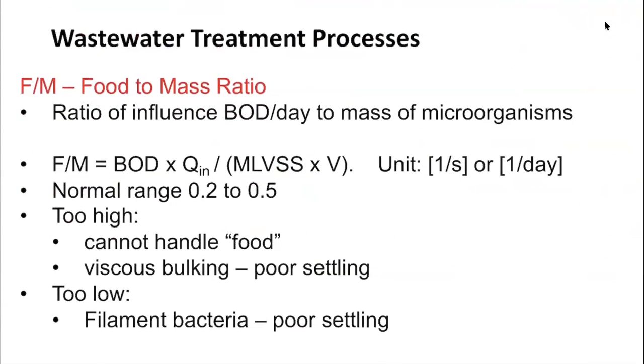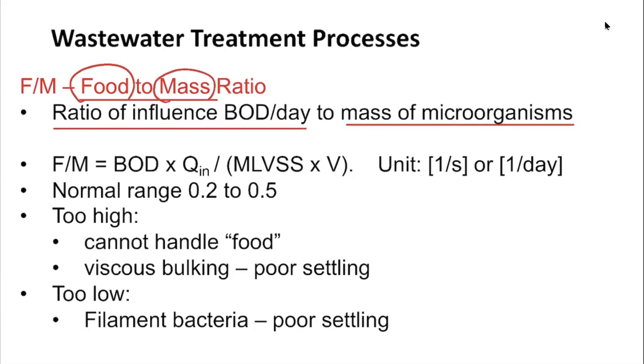So one important parameter is called the food to mass ratio. The food to mass ratio, again, uses the analogy of the bacteria enjoying an endless amount of food, right? So the food is basically the influent or the inflow of the BOD, and the mass is basically the mass of the bacteria. It's defined as a ratio of the influent BOD per day to the mass of the microorganisms, okay? So because of that, you can write out the equation, okay?